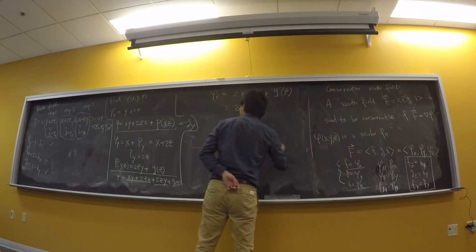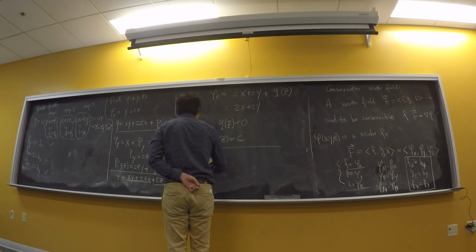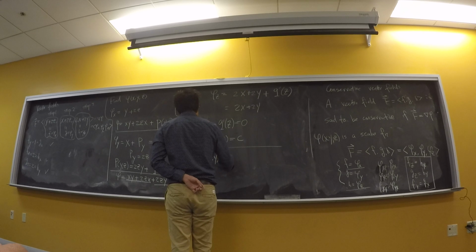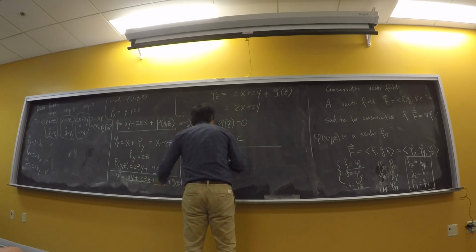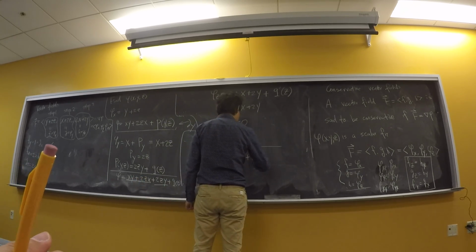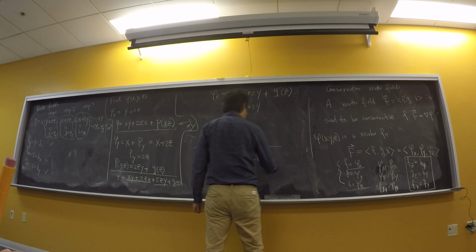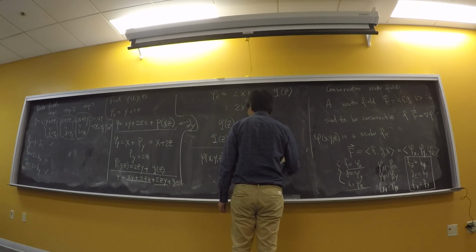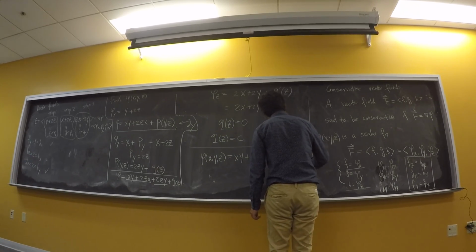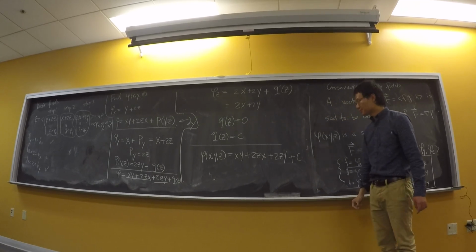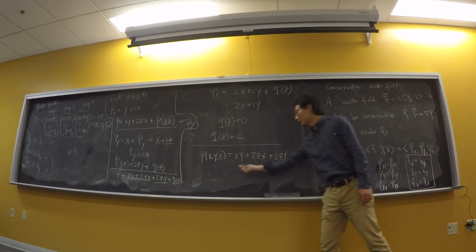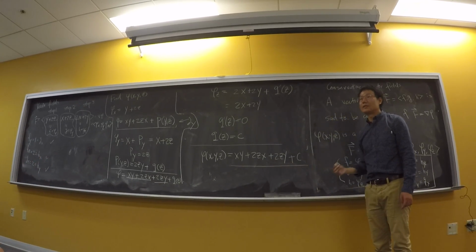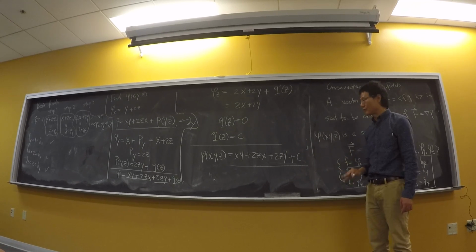So combining the three steps, I have phi of x, y, z is equal to xy plus 2zx coming from the first step, plus 2zy coming from the second step, and plus a constant coming from the third step. And this is a uniform way to find the potential function for any given conservative vector field.